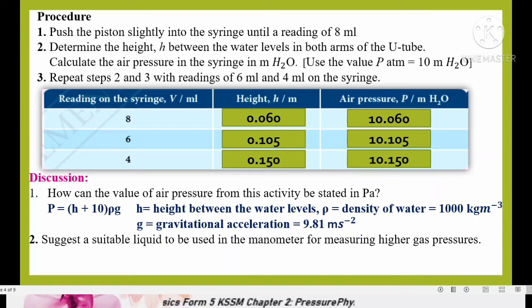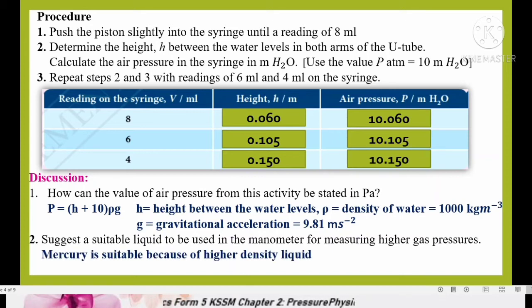So we need to replace it with a higher density liquid, such as mercury. Because for a denser liquid, mercury, the greater change in the pressure of the gas will produce a smaller change in height between the liquid levels. Thus, we can increase the accuracy of measurement, or we can use a manometer which is shorter and suitable to be used practically. So the most suitable liquid that can be used is mercury due to its higher density.